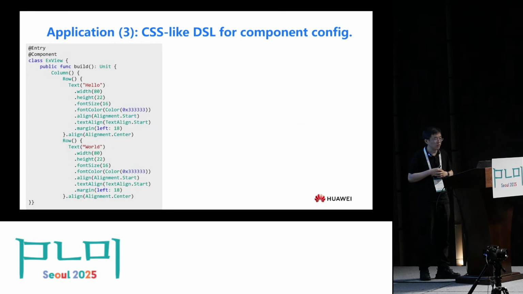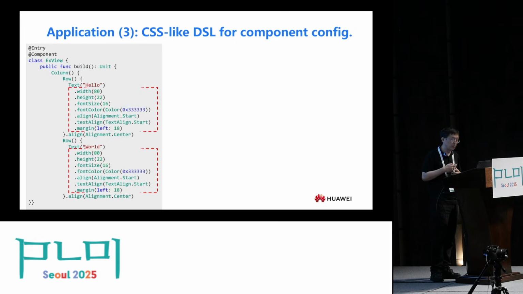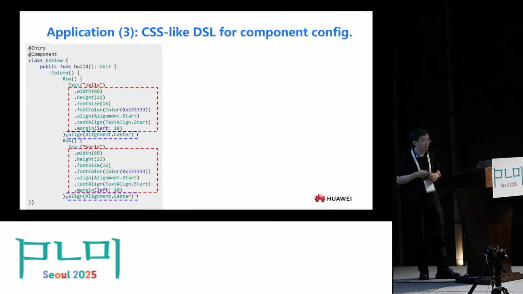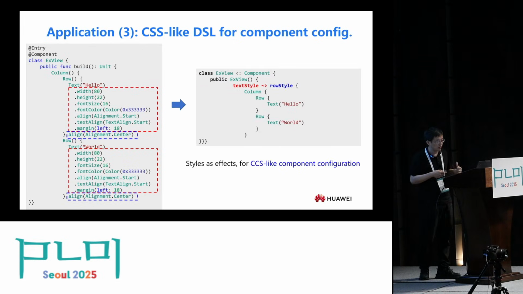And the next application is a domain-specific language, which is similar to CSS-style programming for component configuration. Here in the UI code, we can see that for the same kind of components, we usually have the same style configuration here. So it's a lot of redundant code. Actually, we try to define this kind of configuration as effects. So we do this configuration in the effect handler. This way, we can have this nested style definition, which is very similar to the familiar CSS programming.